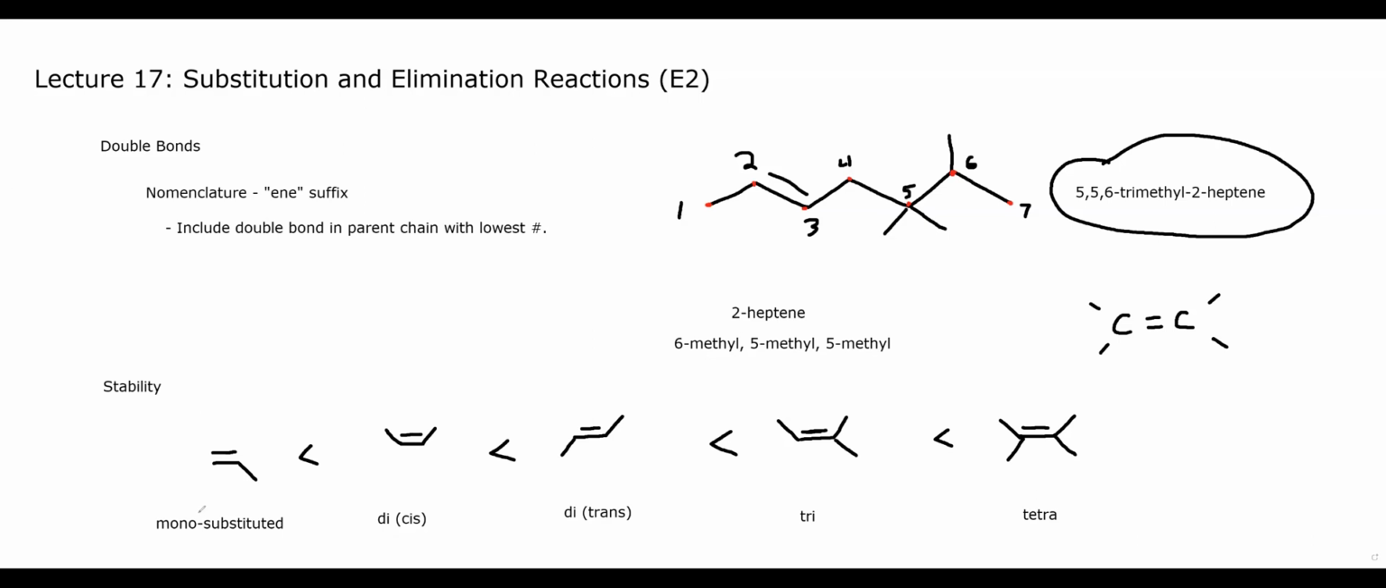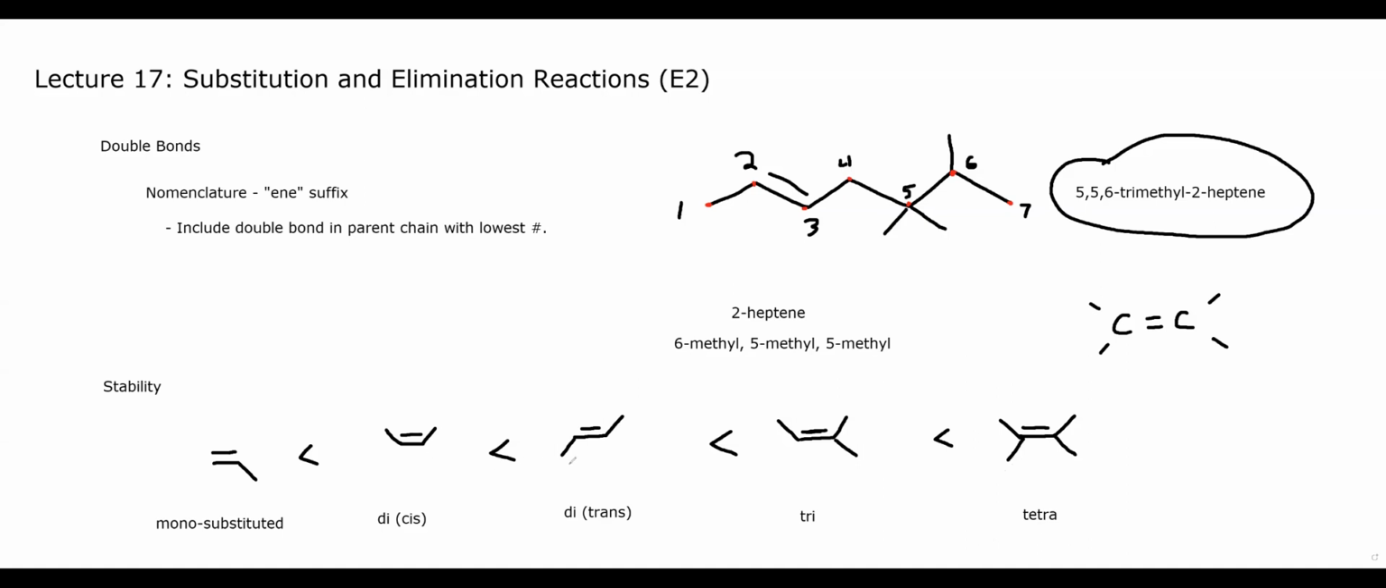Obviously, mono-substituted is the least amount of substitution we could have. You could also just have ethylene, C double bond C, with just hydrogens, right? That would be the most basic olefin you could have. But nevertheless, going from mono-substituted up to tetra-substituted, the more substituted you are, the more stable you are. And the reason for this increasing stability as we increase substitution is because of hyperconjugation, very similar to the carbocation stability, okay?